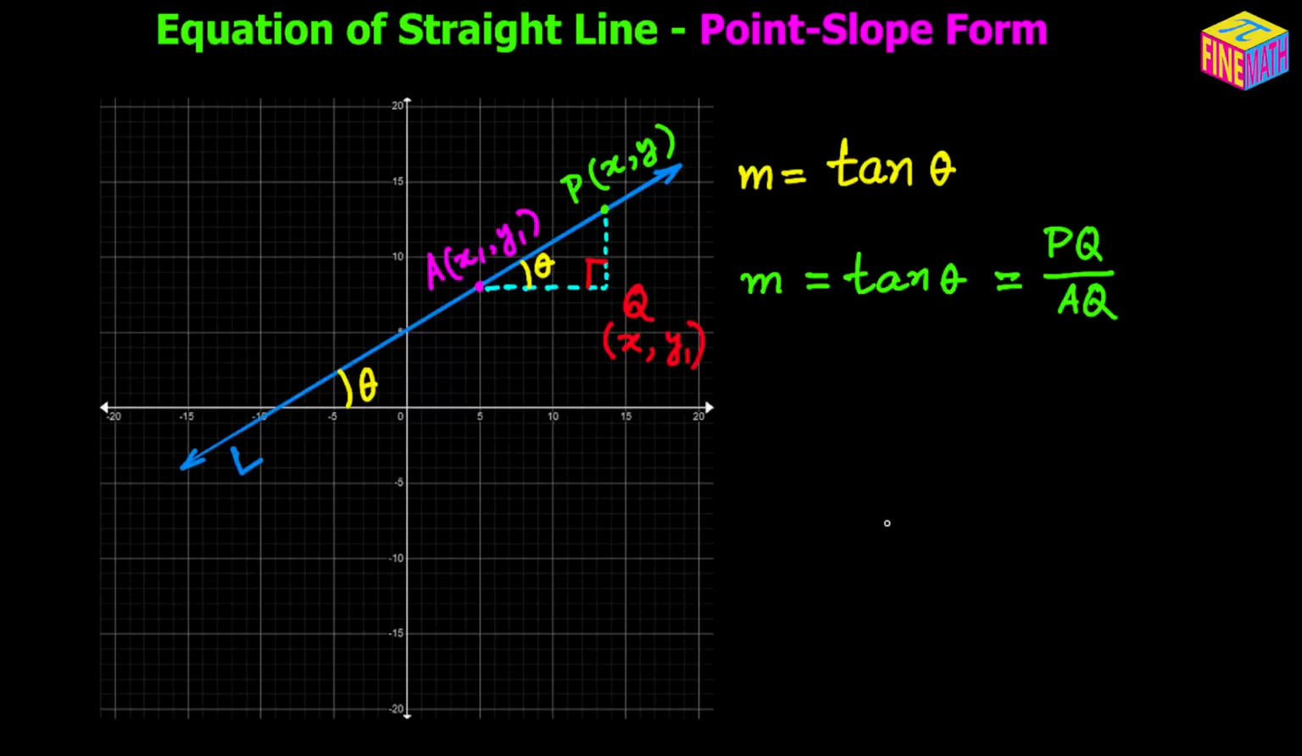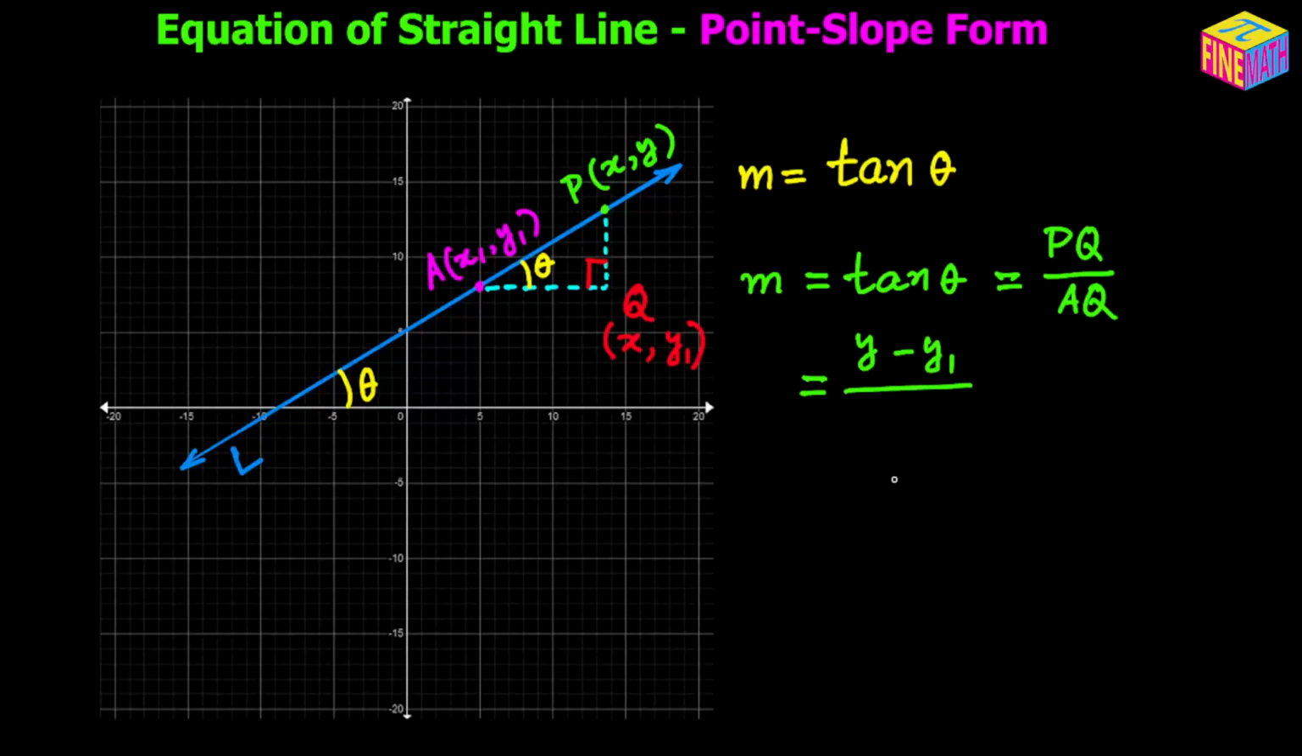So those are the coordinates of Q, right? Now what I'm going to do in this equation, I'm going to substitute some values here. So what would be PQ, the distance PQ? Well, the distance PQ would be the difference in the y coordinates of P and Q. So that would be the y coordinate of P, which is y, minus the y coordinate of Q, which is y sub 1, divided by what is AQ?